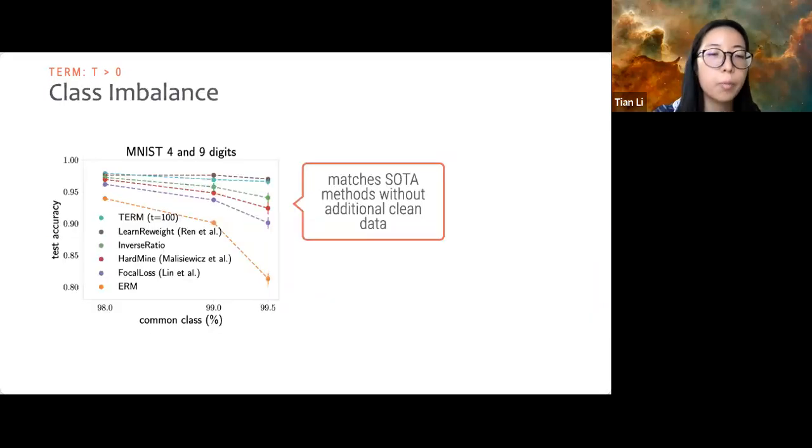Okay. And then we also looked at an application of class imbalance. So here we have 2 classes sampled from the MNIST dataset, 4 and 9 digits. We look at the test accuracy as we manipulate the class ratios. We see that TERM matches state-of-the-art methods without additional cleaning data. So TERM performance is the blue points here.